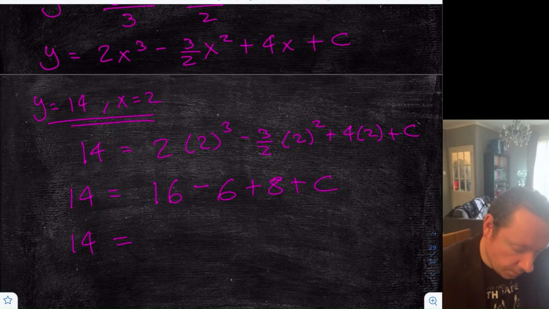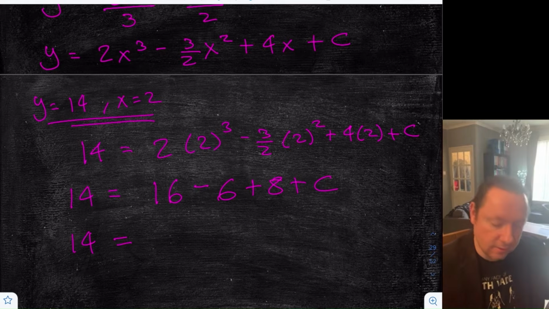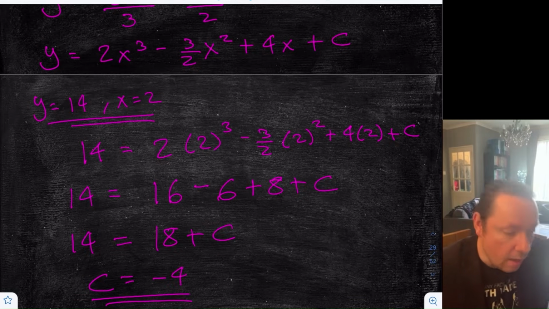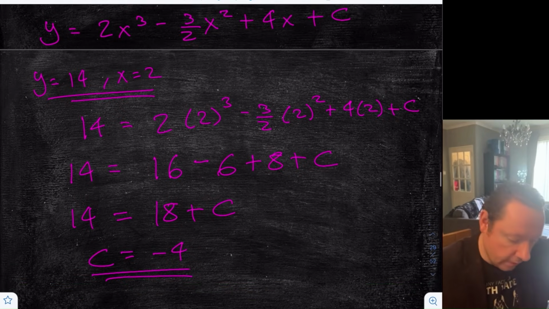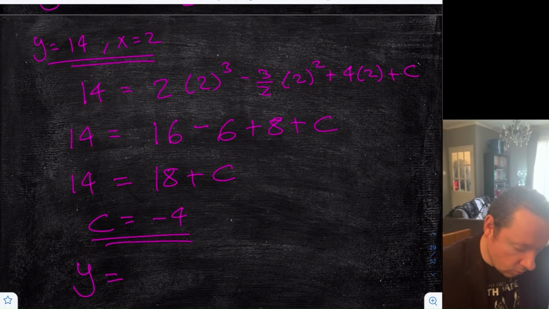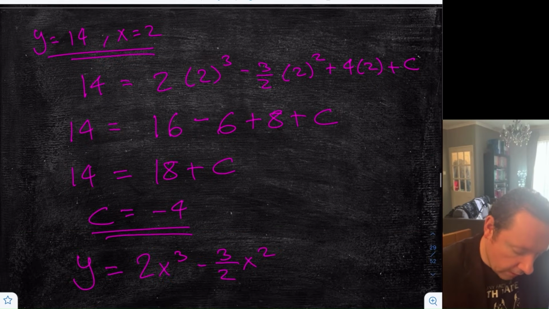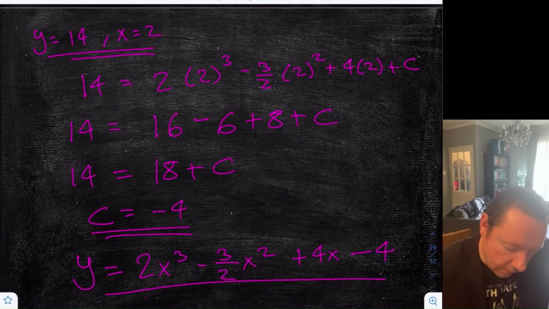14 equals 16 minus 6 is 10, 10 add 8 is 18 plus c, and therefore c must equal minus 4. And we're done for c, so we just then say that y equals whatever we got before, 2x cubed minus 3 over 2 x squared plus 4x, and then our c, minus 4, and we're done there.